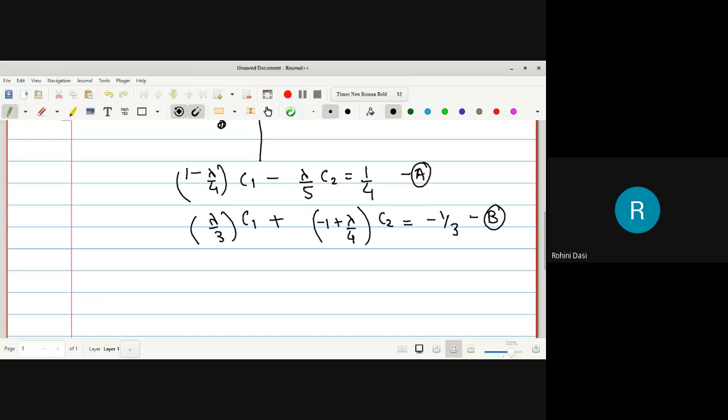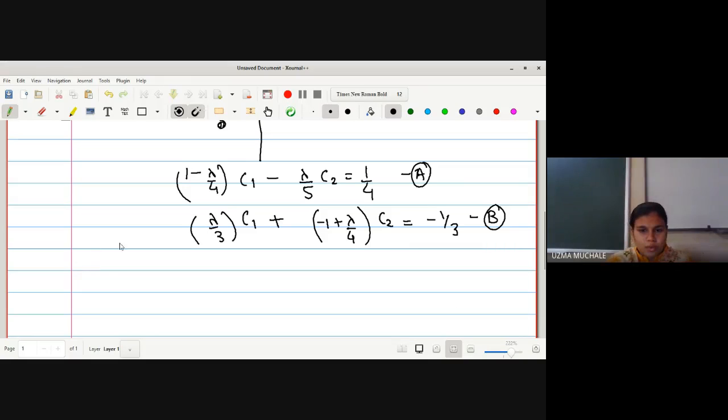Yes, ma'am. So what you have to do now, we have to find out the value of this d lambda. Okay, what is your d lambda? It is nothing but a value of this determinant that we have to solve. Now let us take the coefficients of C1, 1 minus lambda upon 4. This is lambda by 3. Coefficient of C2 minus lambda upon 5. And this is also lambda upon 4 minus 1.